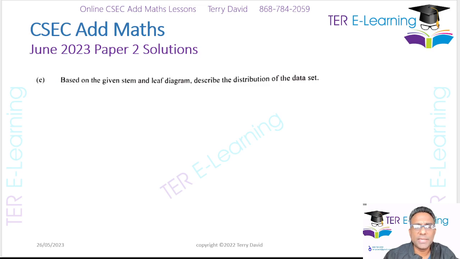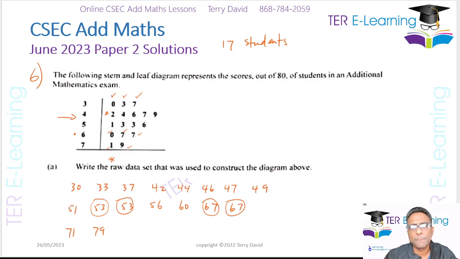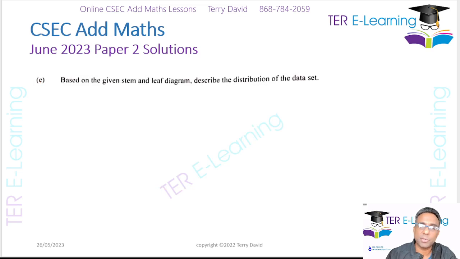Based on the given stem and leaf diagram, they want us to describe the distribution of the data set. So let's go back to the data itself. When you look at the data here, just based on how the data seems to be distributed, the data is kind of peaking, or a lot of the data is on the side here. So we can say that the data is positively skewed. So that's what I'm going to say here: the data is positively skewed.